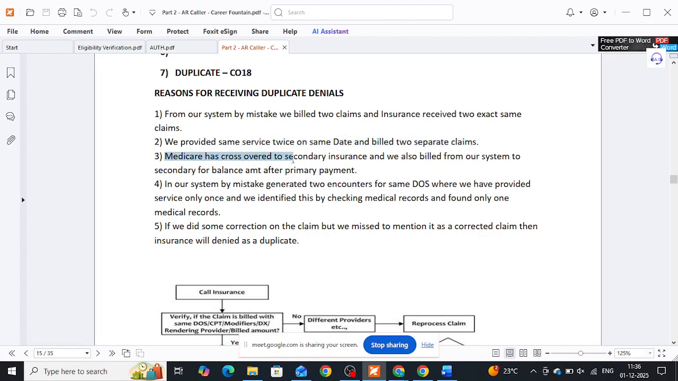Another is Medicare crossover. Medicare is the only insurance that does this activity, which is called crossover. Whenever they have secondary insurance information in their system, once they process and pay the remaining balance, they send the claim to the secondary themselves. Other insurances do not do this. On the Medicare EOB, they clearly mention it as forwarded to next payer. That means they already forwarded the claim to the secondary insurance.